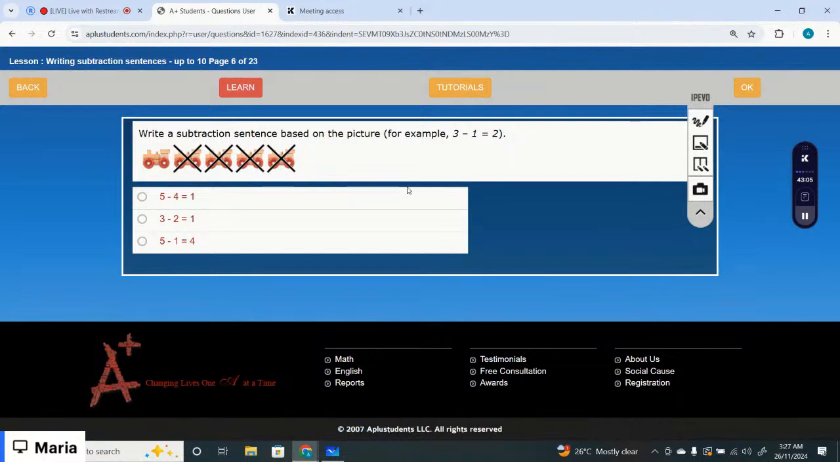That is 5 take away 4 equals 1. Option number 1 is the correct option.